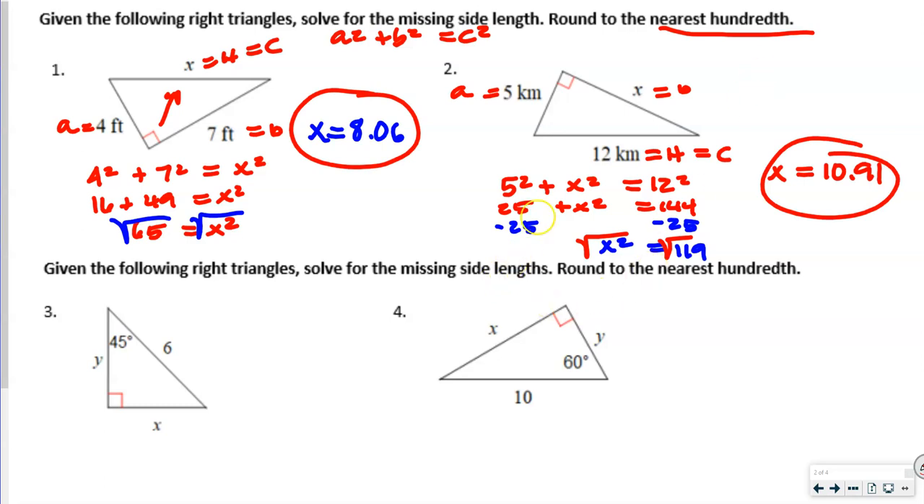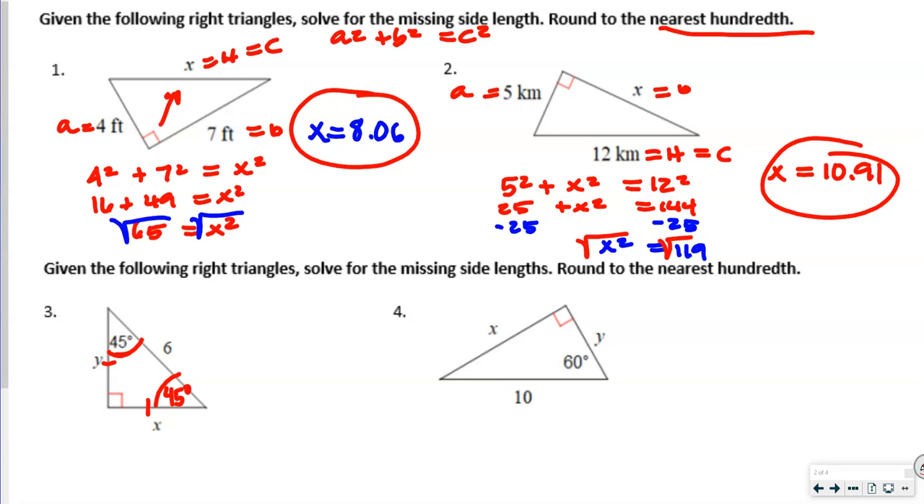The next one says, given the following right triangles, solve for the missing side lengths, round to the nearest hundredth, sorry again. So the very first thing you want to do here is recognize what you have. I notice that I have a 45-degree angle here, which means this has to be 45 because those two have to add up to be 90. That means this is going to be an isosceles right triangle. These sides are going to be congruent. Those angles are going to be congruent.